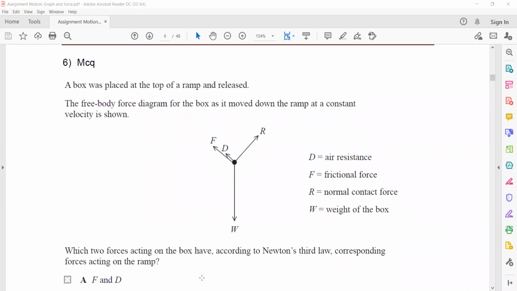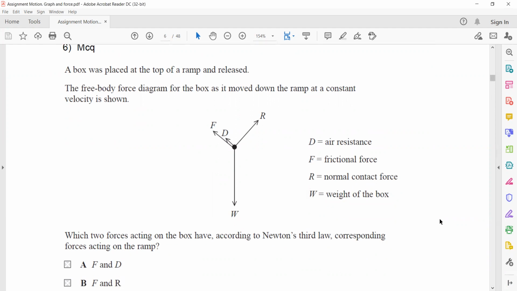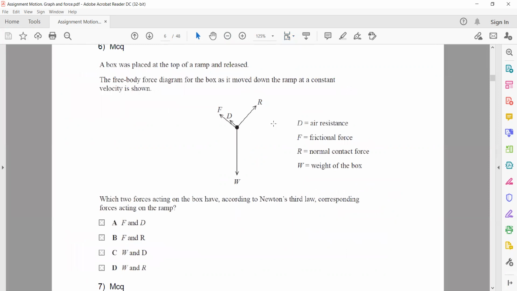Then a box was placed at the top of a ramp and released. So this box was placed at the top of the ramp and it is released. The free body force diagram for the box as it moved down the ramp with a constant speed is given. Which two forces acting on the box have, according to Newton's third law, a corresponding force acting on the ramp?